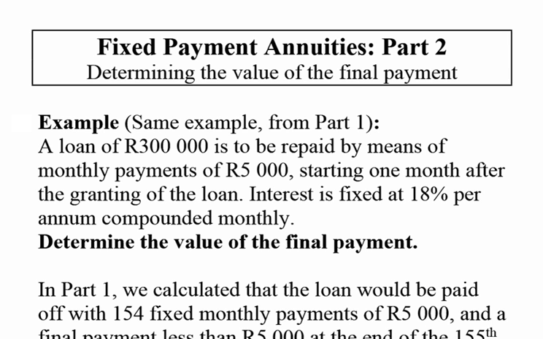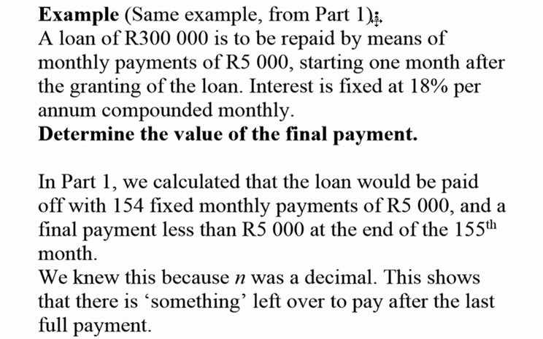In this video, we're going to continue the previous example, looking at fixed payment annuities, but now we're going to look at determining the value of that final payment that's less than all the other payments. Right, so let's have a look. Just a reminder, we've got a loan of 300,000, the monthly payments are 5,000, we've got 18% per annum compounded monthly interest rate. Now we need to determine the value of the final payment.